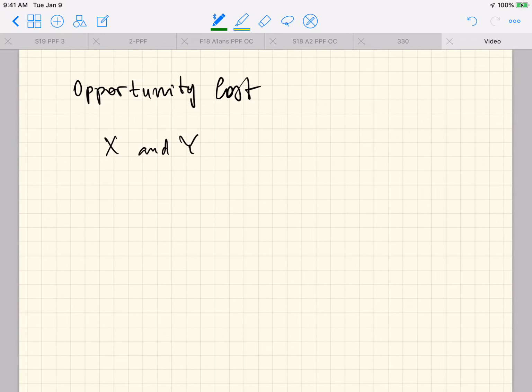And next thing we want to discuss is the concept of increasing opportunity cost as opposed to constant opportunity cost. So increasing versus constant opportunity cost. Let's actually start with constant opportunity cost.